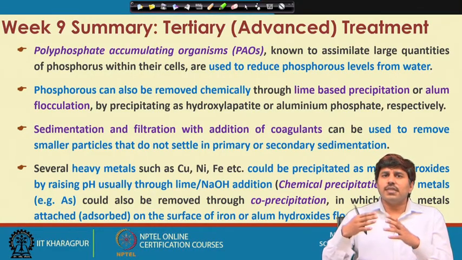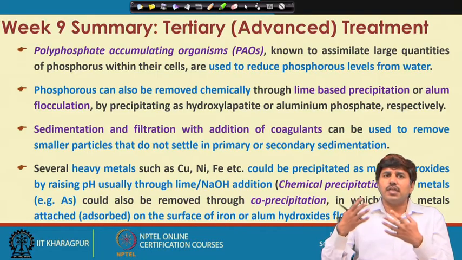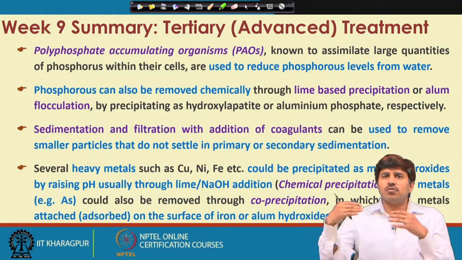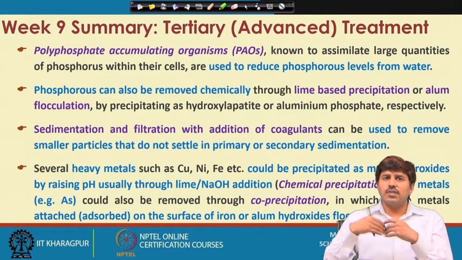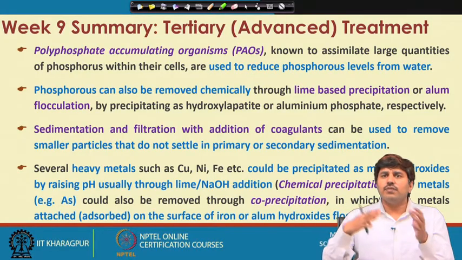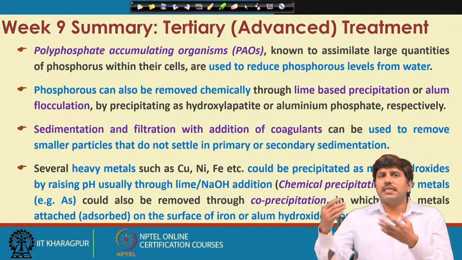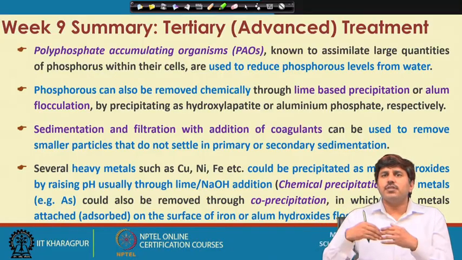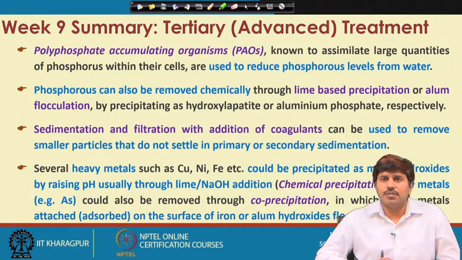There are various heavy metals which could also be precipitated as metal hydroxide by just raising pH. So, at higher pH the solubility of these metal hydroxides is very low. So, many of these metal hydroxides, like iron, nickel, copper, those kinds of metal hydroxides, when we increase the pH through adding lime or NaOH solution, they get precipitated, which is called chemical precipitation.